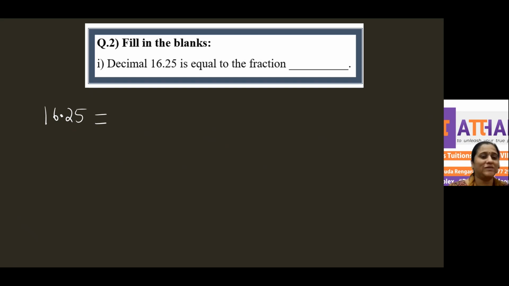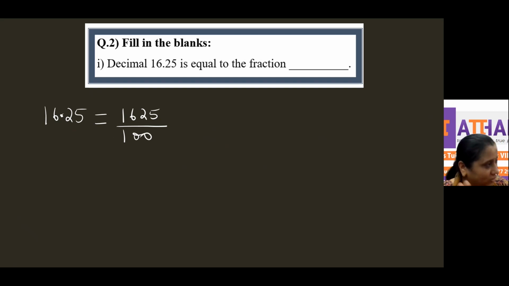Divided by 100. Very good. So 1625. She simply removes the decimal point. Take away the decimal point. Write the digits without the decimal point: 1625. Divided by 100, because after the decimal point there are two digits. So it will be by 100.